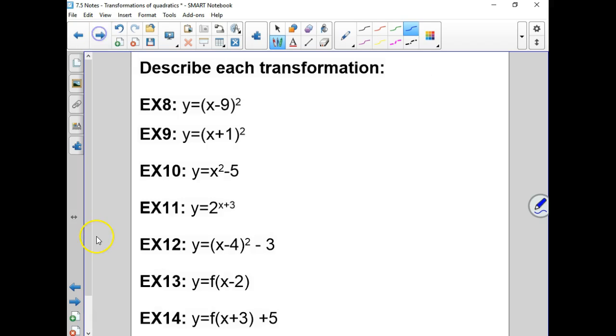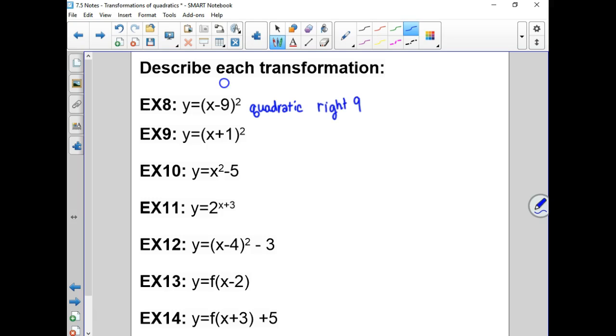So let's look at some examples here. We're to describe each transformation. So when I see (x minus 9) squared, the squared on the outside tells me that I'm dealing with a quadratic. And the minus 9 on the inside, because it's on the inside of the parentheses, I know that it moves the graph to the left or right. And whatever's on the inside of the parentheses goes in the opposite direction. So the minus 9 here makes me think that it goes to the left, but it does not. It's opposite direction, so it will go right 9.